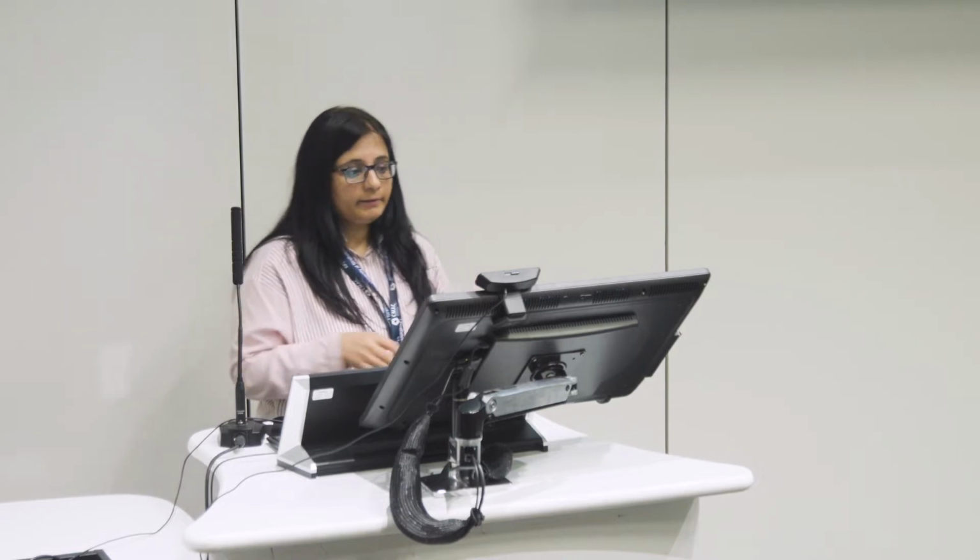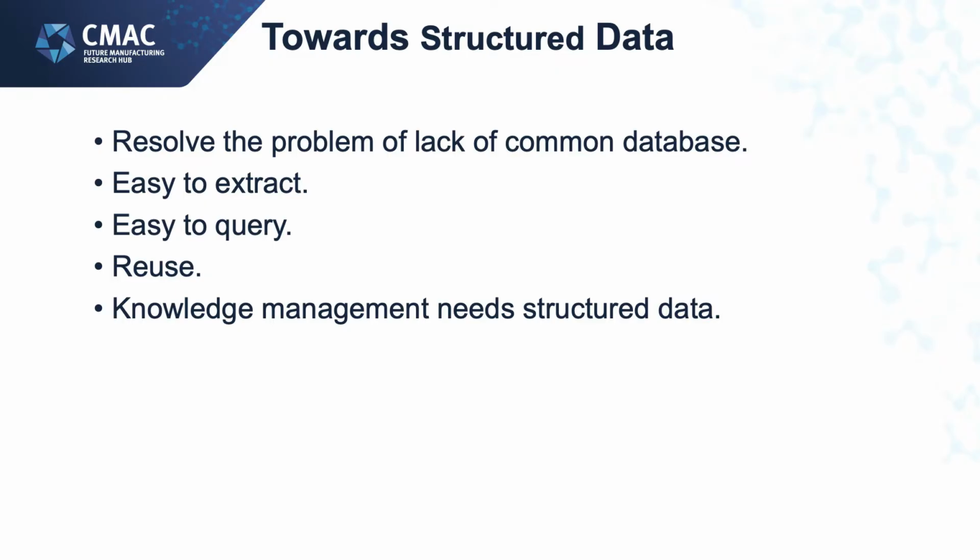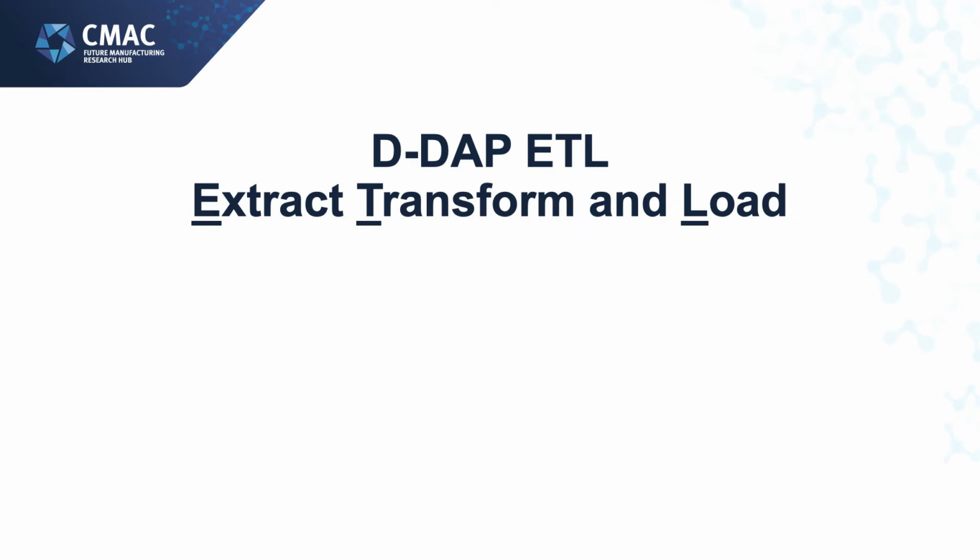This is another problem: there are no standards available. There is no common database from where we can quickly extract or grab the data and use it for further machine learning and artificial intelligence. And there is a lack of semantic understanding. So to solve all these problems, we are trying to move towards structured data by having ETL, so that we can easily extract the data, easily query the data, and reuse it for further use. For all that, we need knowledge management, and for knowledge management, we also need ontologies that can help us in data management and data searching.